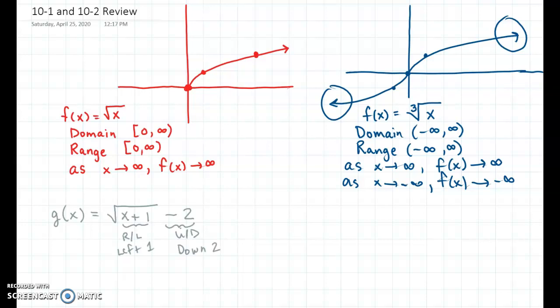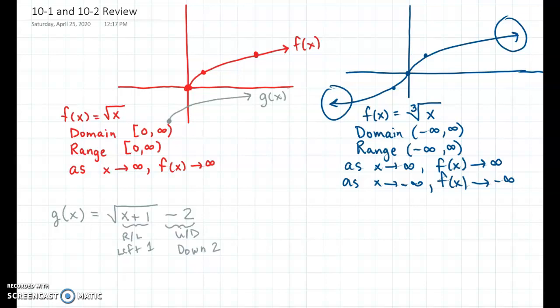The point that I recommend you move so that you know what this looks like is the origin. So if I start at 0, 0 on F, if I go to G, I would start left 1, down 2 from 0, 0. So G starts here and then has the exact same shape as F. So this is a graph of G, and this is a graph of F. All right.